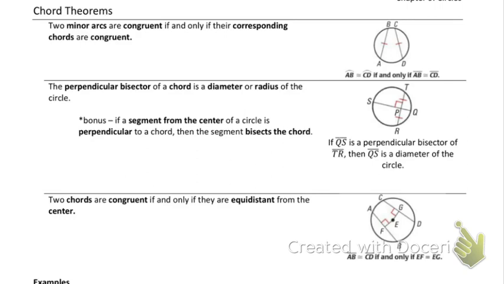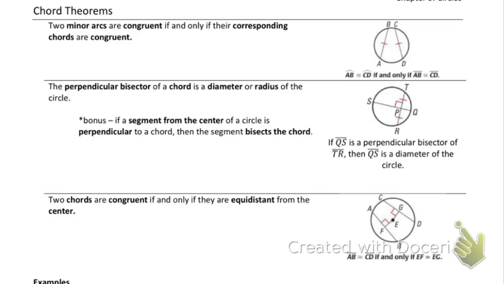This could be taught in several different lessons, but it's only 3 main theorems that are going to be the core of this homework and moving forward. All these are going to deal with chords. And our first one isn't too bad. It says 2 minor arcs are congruent if and only if their corresponding chords are congruent. Note the if and only if just means it goes both directions.